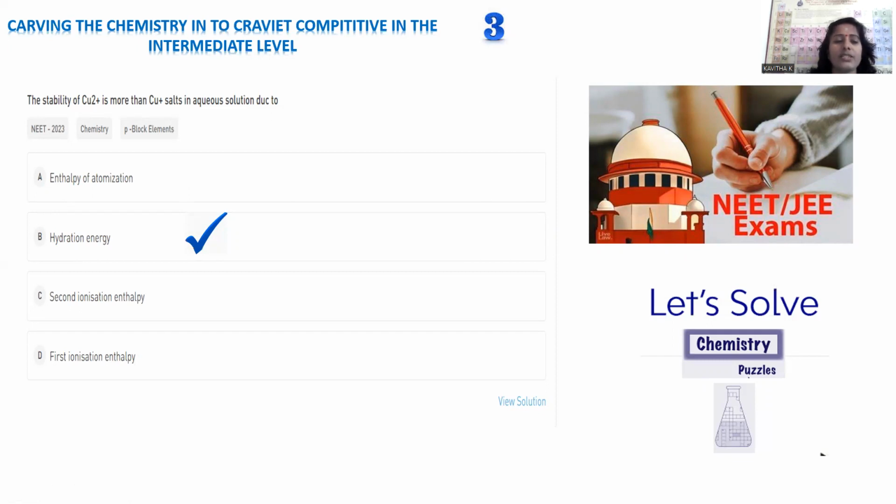Hydration energy means that whenever water molecules are added, the energy emitted is called hydration energy. The greater the hydration energy, the greater the stability of the compound. Why does copper plus 2 have higher hydration energy, and subsequently higher stability?